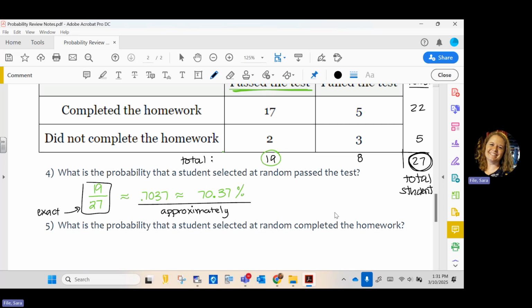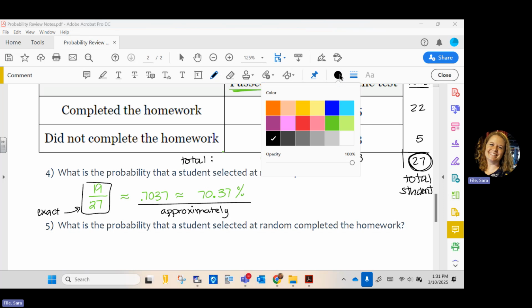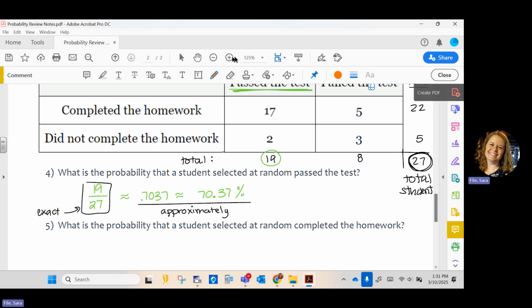What's the probability that a student selected at random completed the homework? There are 27 students. We want to know how many completed the homework, so that is this top row. 22 total students completed the homework. So that's 22 out of 27. That is the exact answer.